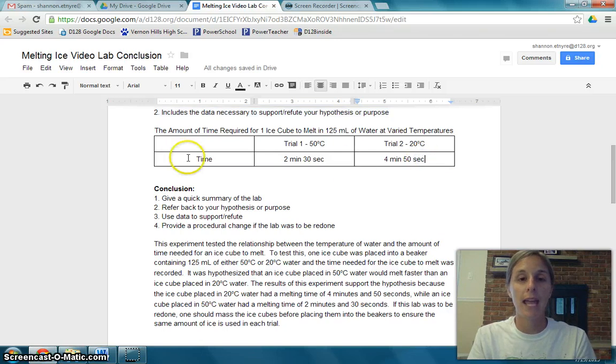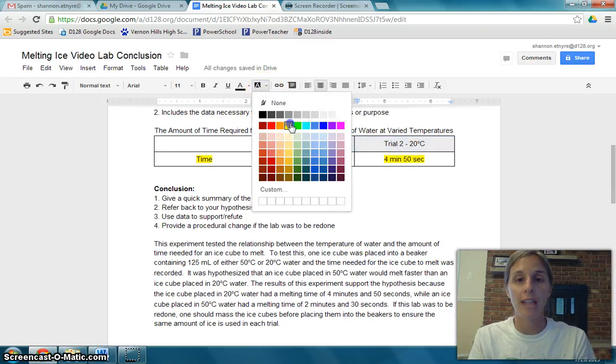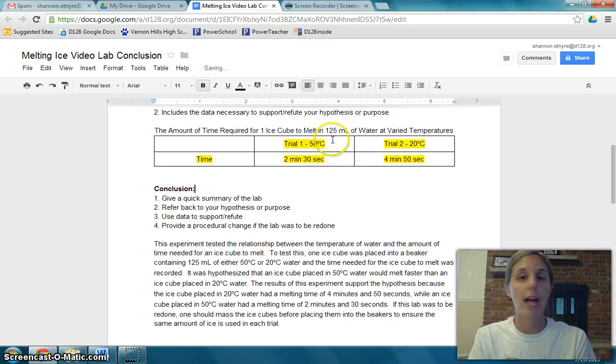You can see that I had one row that looked at the time needed for my ice cubes to melt, and I had a second row that looked at each trial that I did. In my first trial, I had my water at 50 degrees Celsius, and in my second trial, I had my water at 20 degrees Celsius. So this would be the starting point for my data table.